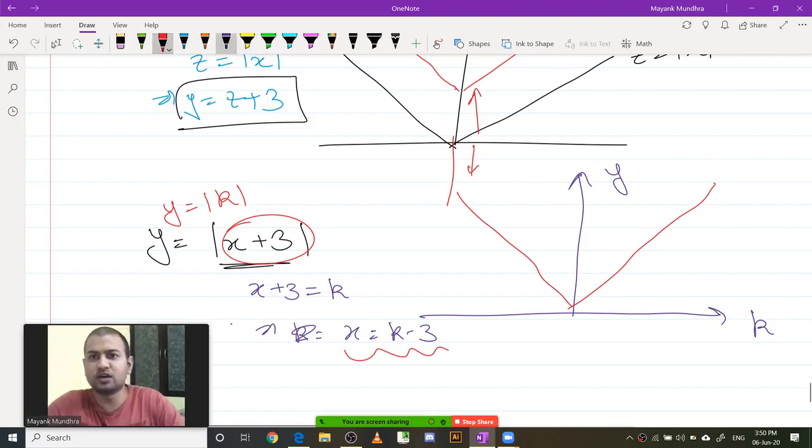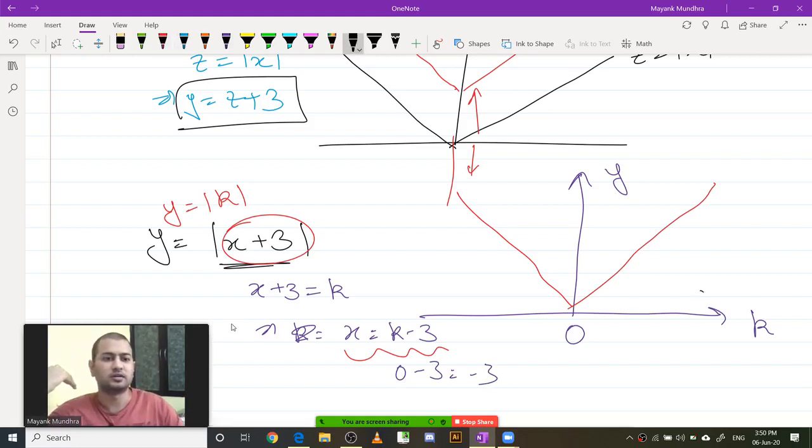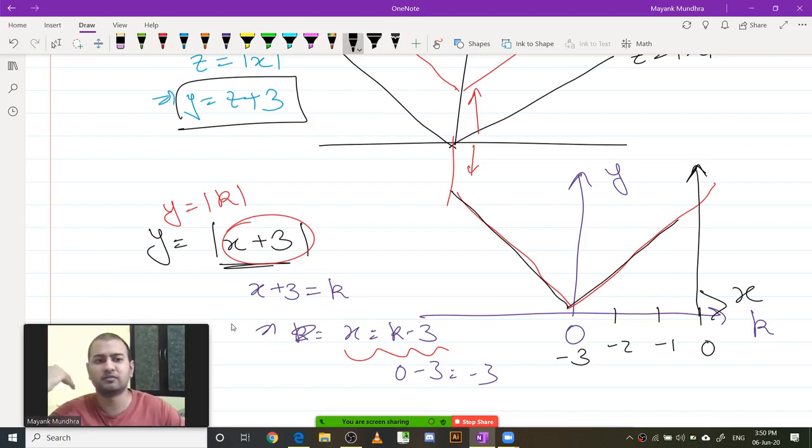So suppose I do a conversion of x axis. From k I am going to x. So where there was 0, in x terms there will be 0 minus 3, so that is minus 3. So if you convert the x axis into x variable, this point will become minus 3, this point will become minus 2, this point will become minus 1, this point will become 0. Your y axis will now start from here. So the graph will remain the same, but in terms of x, it will have its bottommost point at minus 3.